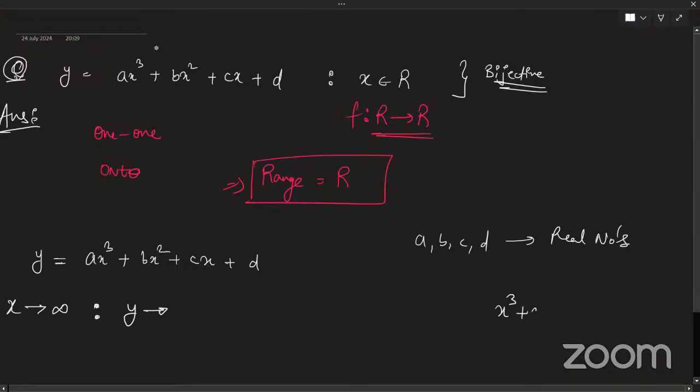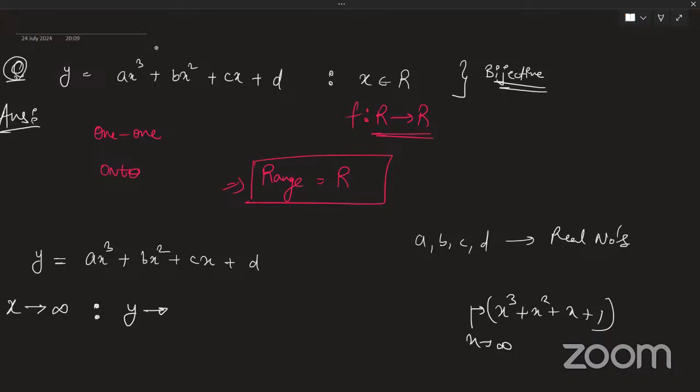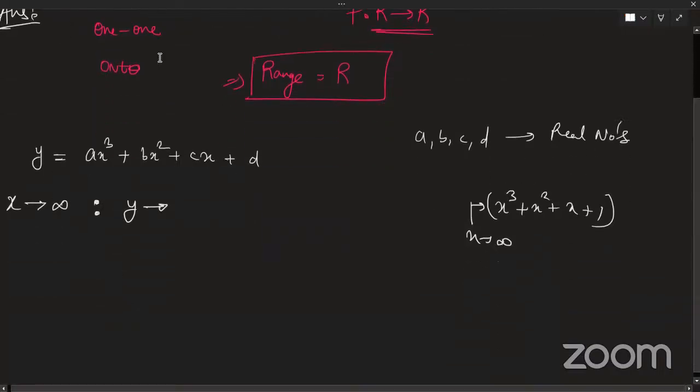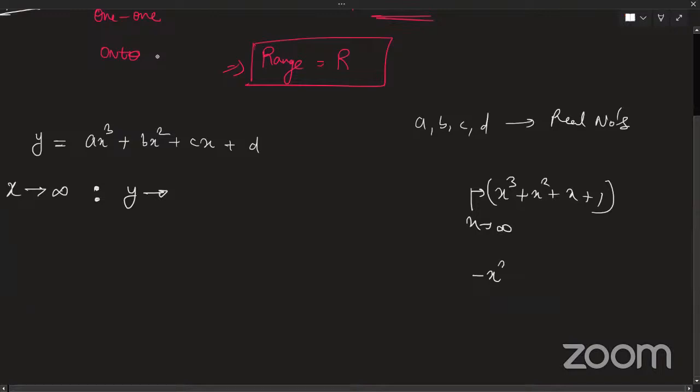So x cube plus x square plus x plus 1. If you put x tends to infinity, will it tend to minus infinity? Say it again. Infinity, sir. It's just infinity. Okay, it is infinity. Now I will change the question. Now I am telling you minus x cube minus x square minus x minus 1. Now I am putting x tends to infinity. Now it will go to minus infinity. Correct.